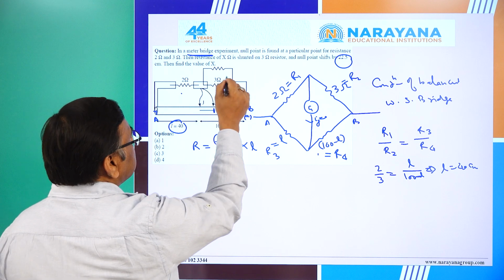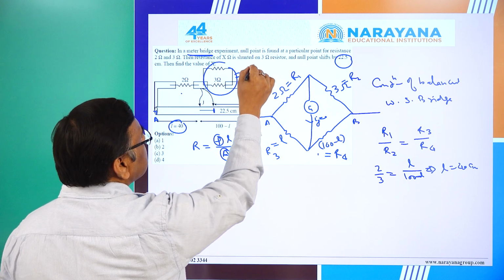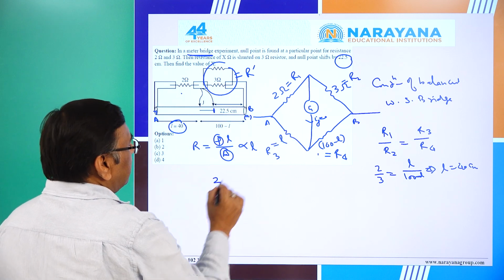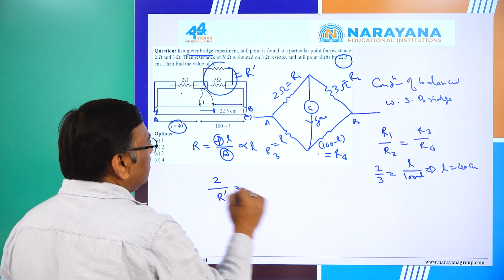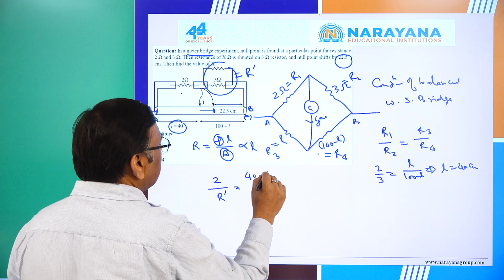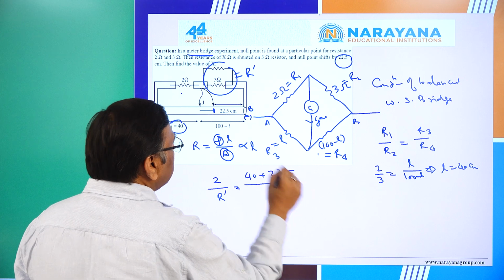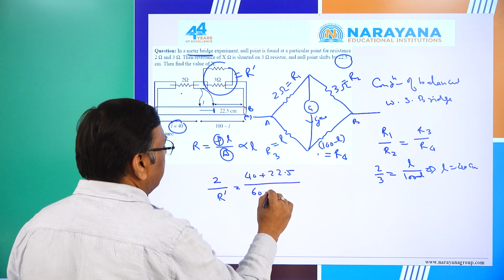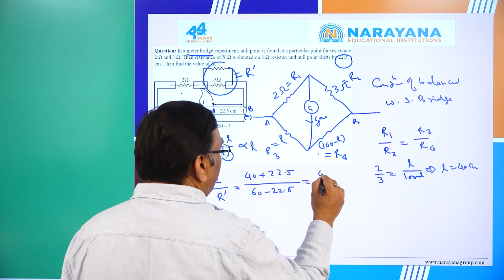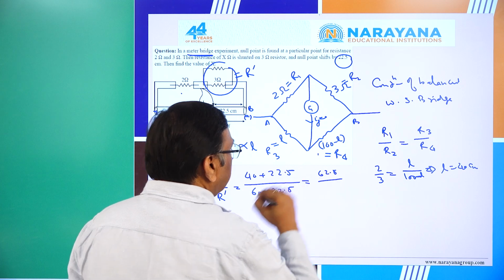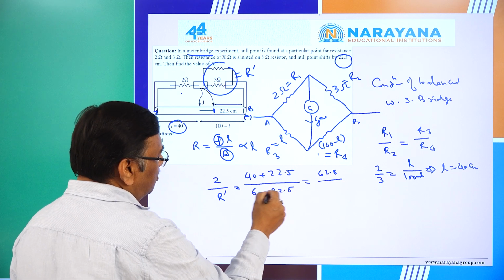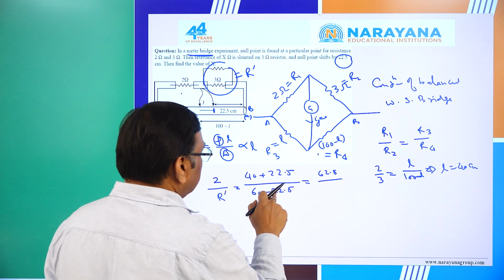So now for this resistance, I am writing it as R dash. If it is R dash, what can we write? It is 2 divided by R dash is going to be, now this length, as it is going towards the right, it will become 40 plus 22.5. Down there it is becoming 60 minus 22.5. If we are writing these things, it is 62.5 divided by how much is this now? 22.5 is making 23, and how much is the value?